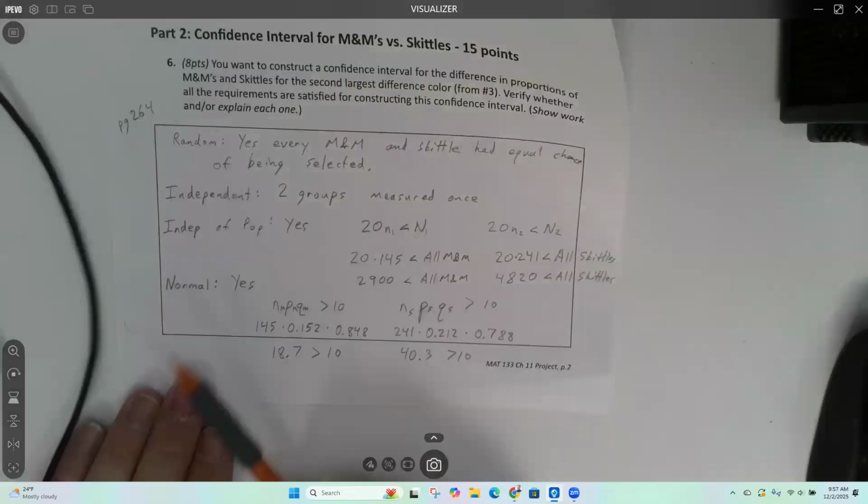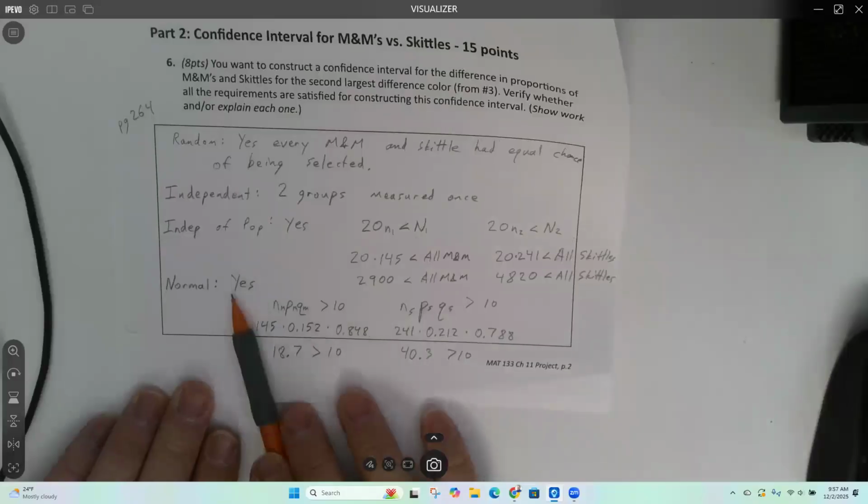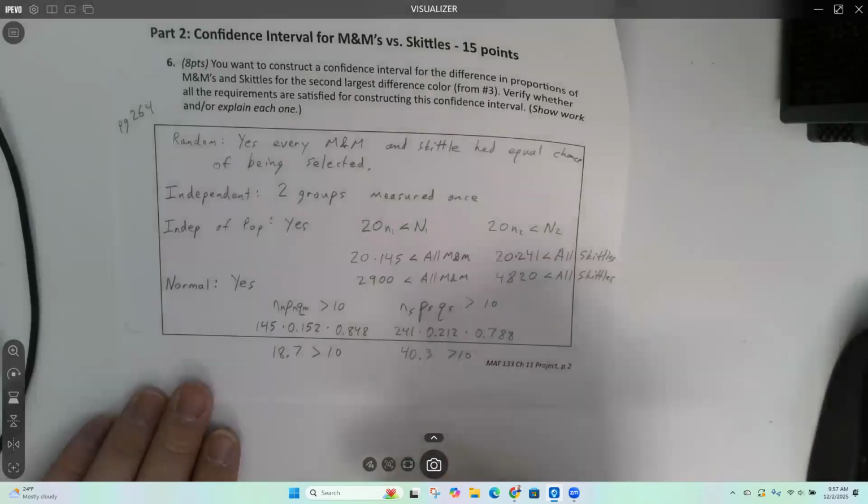All right. If you got a no, if you got one of these as a no, then the whole thing is a no. Okay. In that case, you would need to go back and select a bigger sample. Okay.